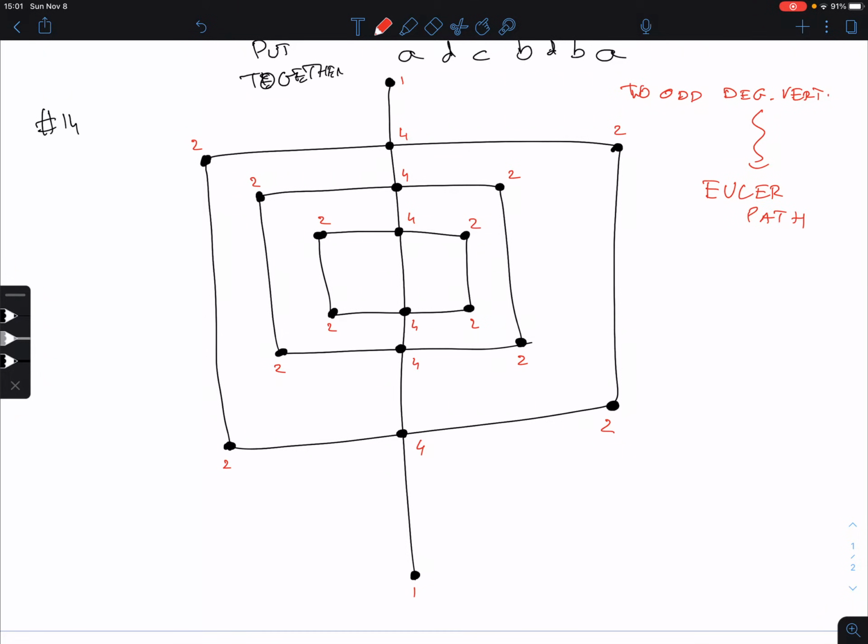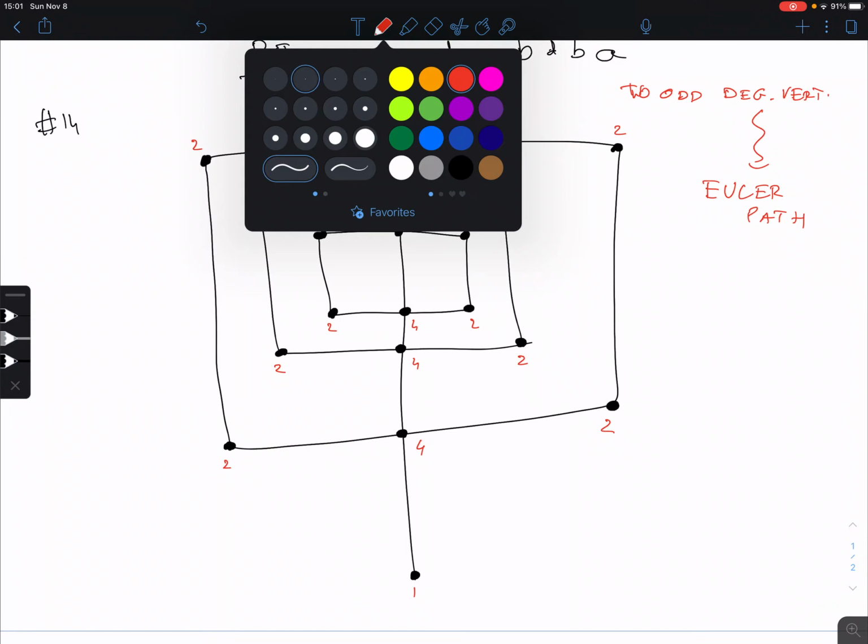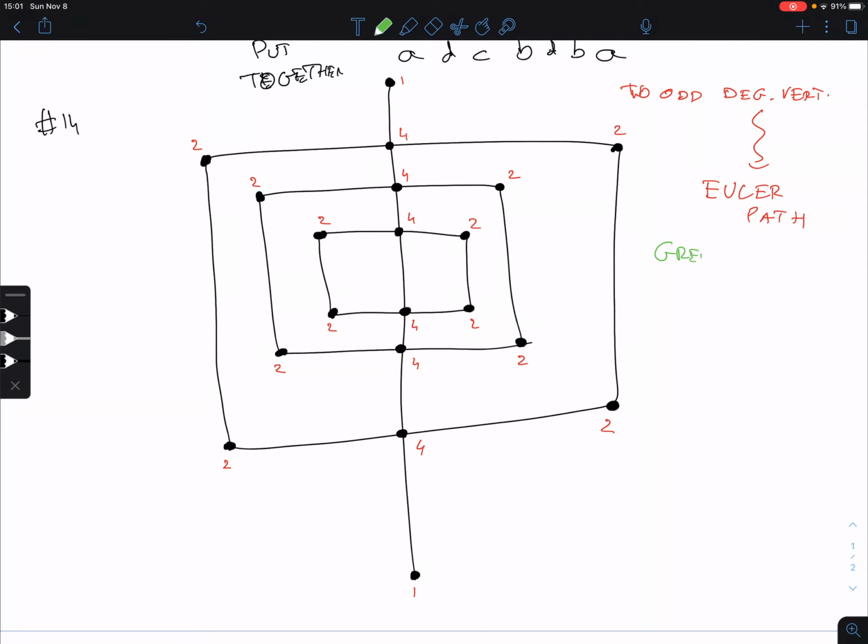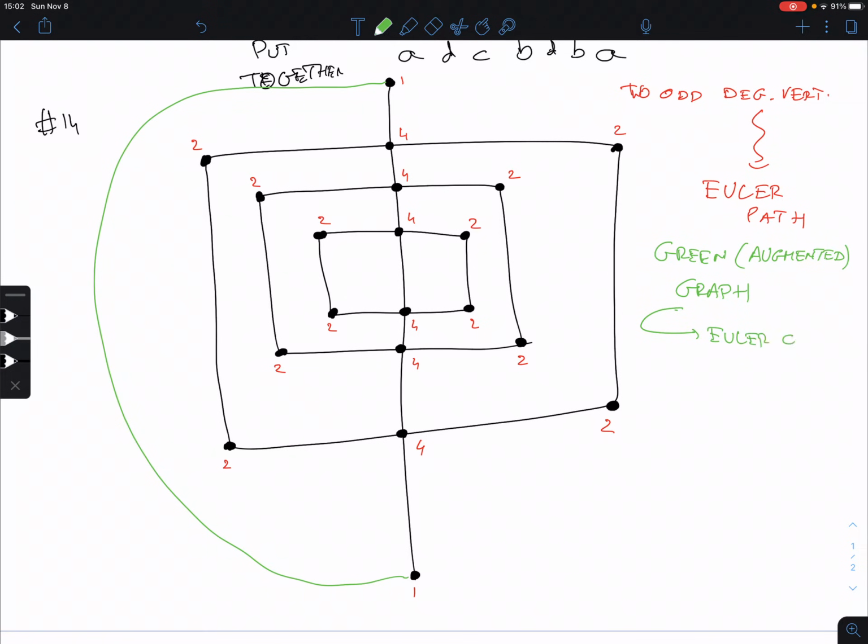The previous one was a circuit. However, how do we solve this? We make a new graph, an augmented graph, which I'll call the green graph, where I add one edge connecting these 2 odd degree vertices together. So that's one more edge that we have, and now this one has an Euler circuit. And I solve the problem as before, but the only thing is that whenever I use the green edge, I have to mark this, that I keep track of this.